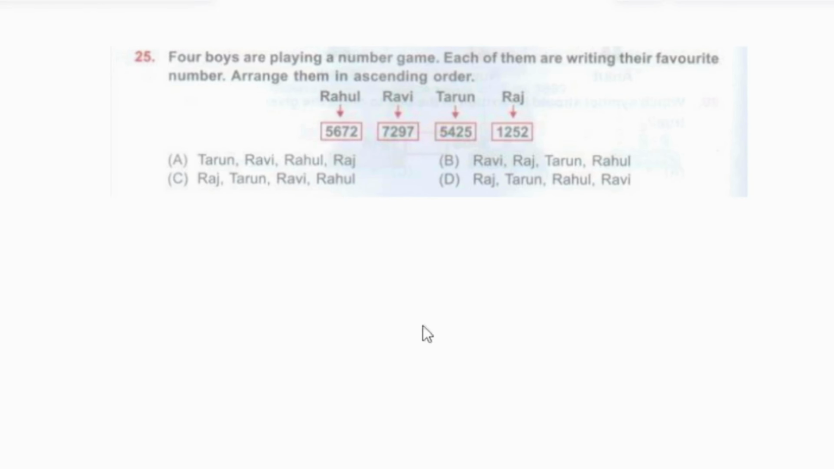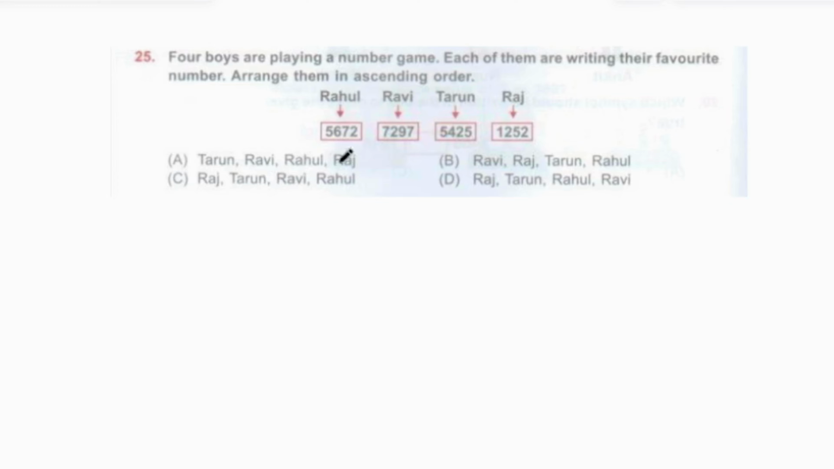Let's look at question number 25, which is our last question at the everyday mathematics section of class 3. So the question is, 4 boys are playing a number game. Each of them is writing their favorite numbers. Arrange them in ascending order. Ascending order means from small to big. The numbers are of Rahul, Ravi, Tarun and Raj.